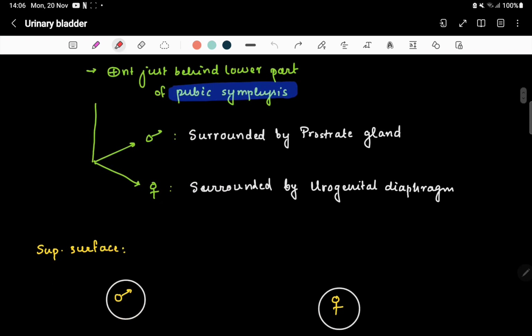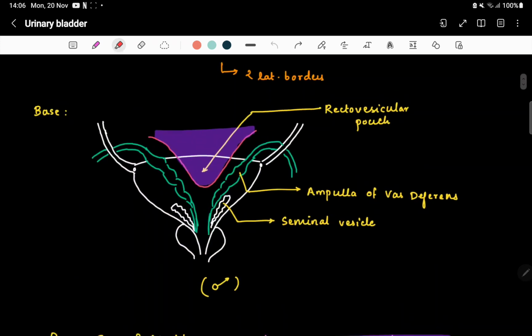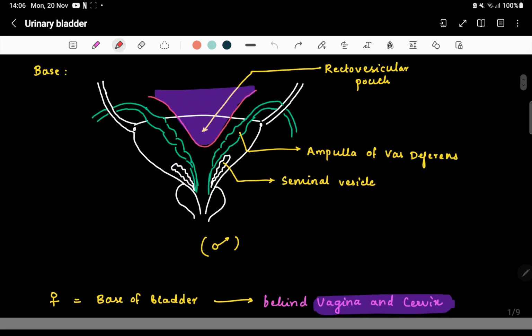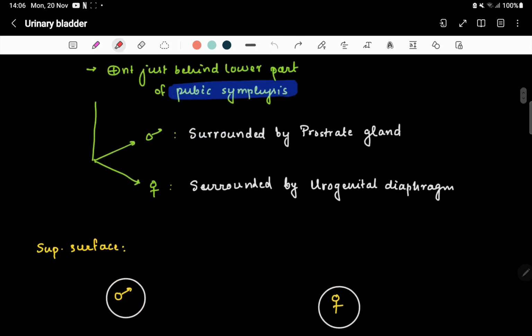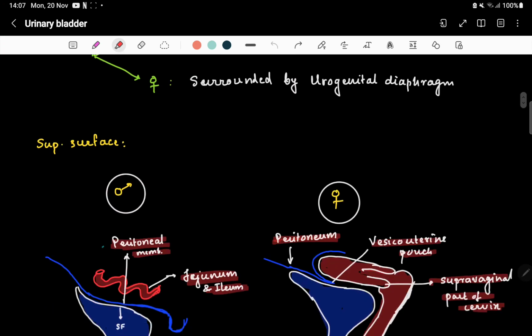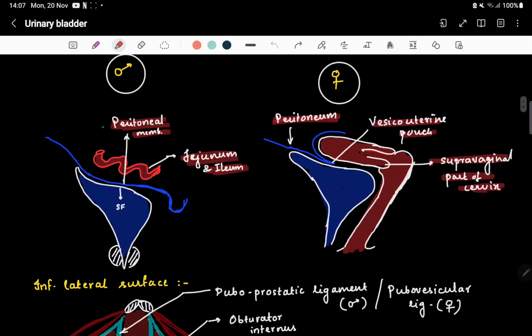In males the neck of the bladder is surrounded by the prostate gland. Look at this, this is the neck part, which is surrounded by the prostate gland. And in females, the neck is surrounded by the urogenital diaphragm. Talking about the superior surface, this is the superior surface of your male bladder.